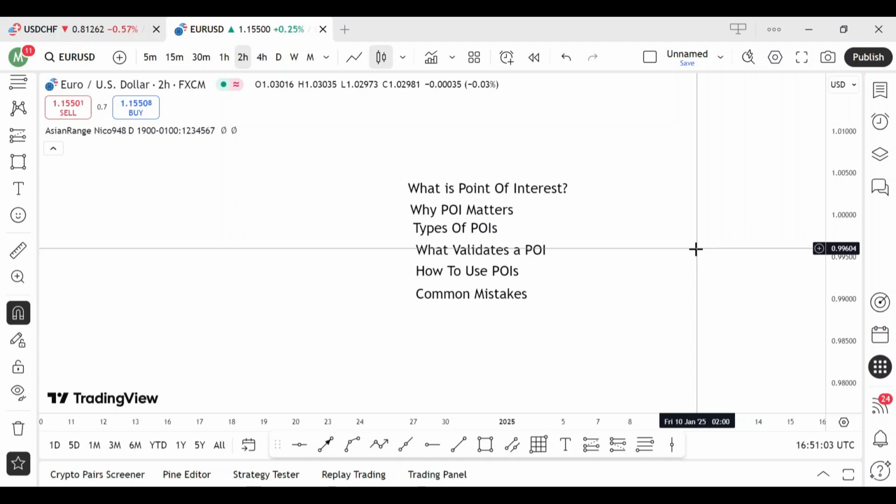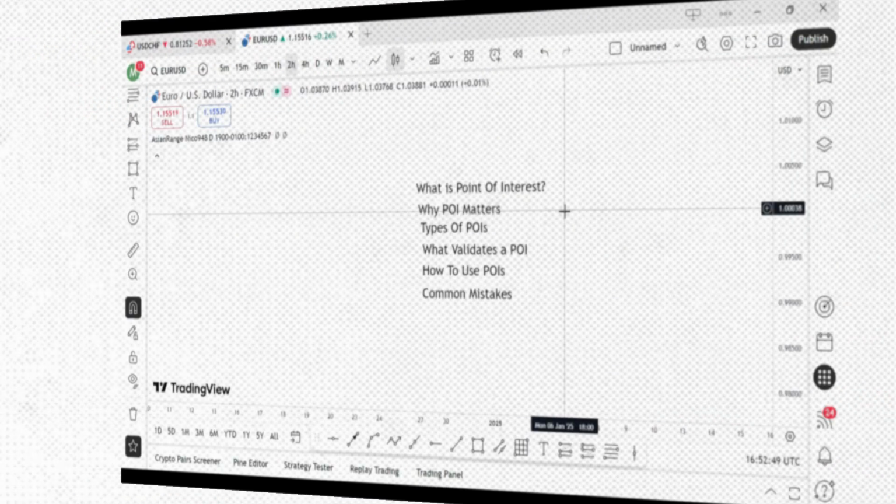What is a point of interest? A point of interest is a specific zone on the chart where we expect price to react from. It could be a reversal area, a breakout zone, or where institutional traders previously entered a massive position. These zones often mark previous highs and lows, strong candles, or an imbalance in the market. In short, POIs are hotspots for the market.